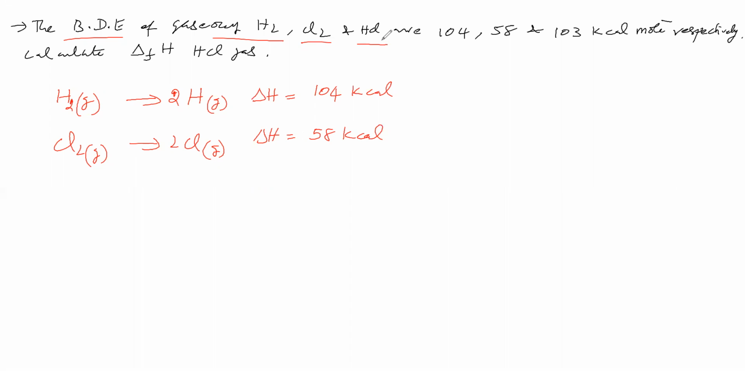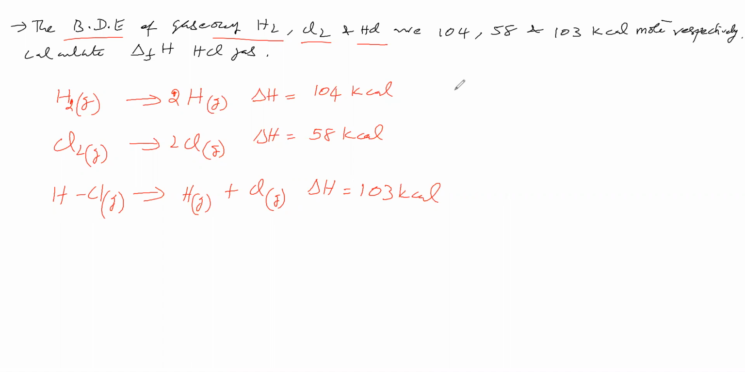Then we take HCl gas. 1 mole of HCl gas you take, break the bonds, and you will get hydrogen atoms and chlorine atoms in the gaseous state. For this, delta H is 103 kilocalories per mole. So you are taking 1 mole of HCl gas and breaking the bonds by supplying energy, getting 1 mole of gaseous hydrogen atoms and 1 mole of gaseous chlorine atoms. The energy required for this process is 103 kilocalories.